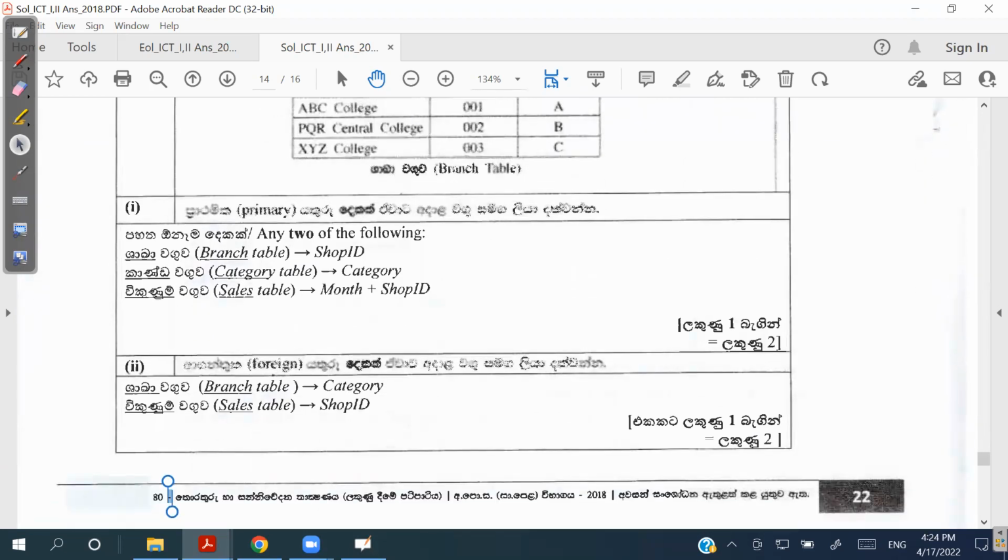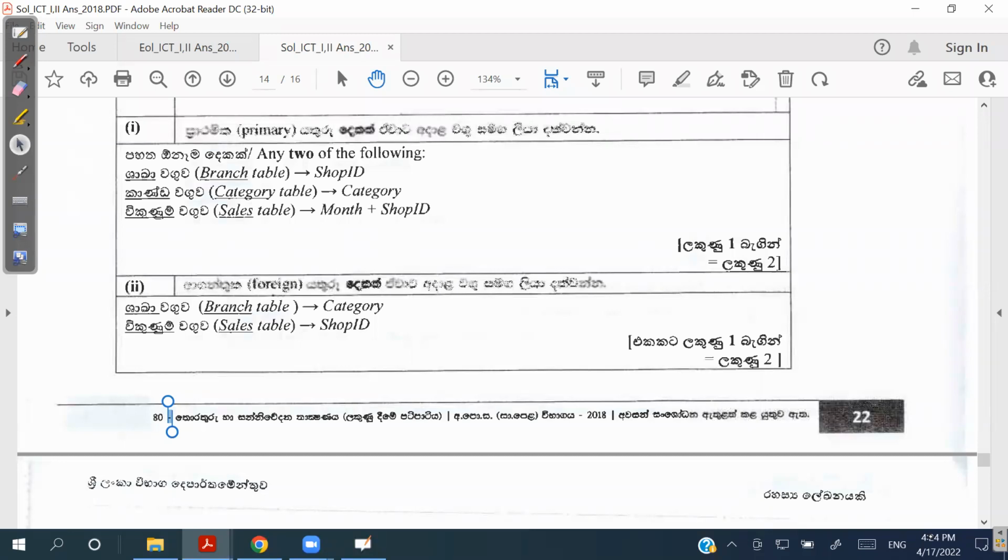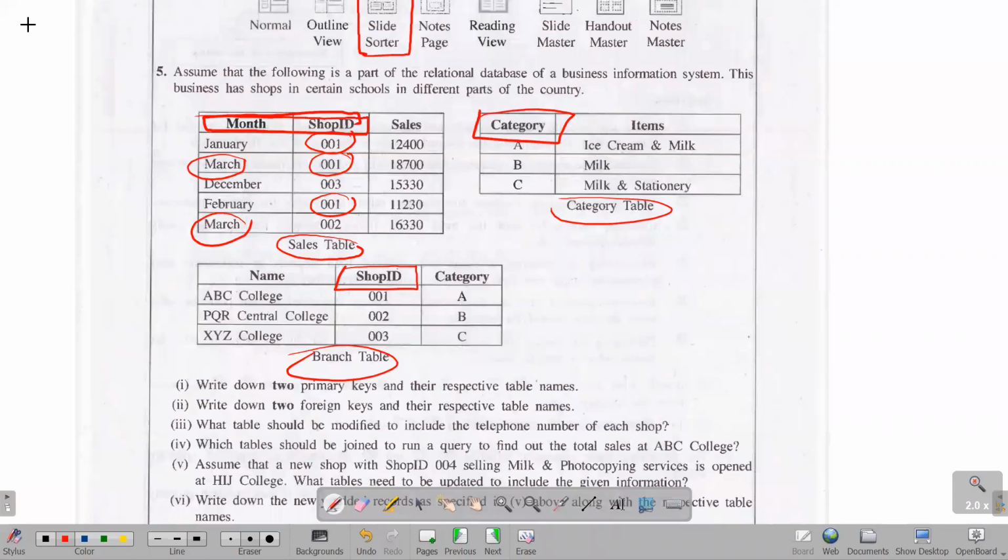Right, and the second part is talking about two foreign keys. So how are we going to recognize the foreign keys? Now here, the primary key of the branch table is shop ID. You can find the shop ID over here as well. So in the sales table, shop ID is a foreign key, right? And category inside the branch table is a foreign key. So it should go like that. So two marks will be awarded.